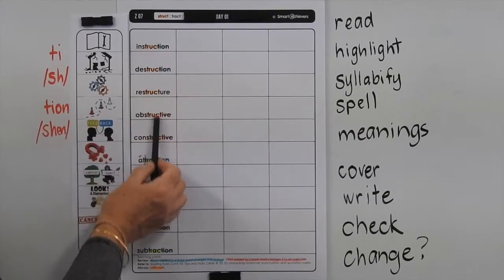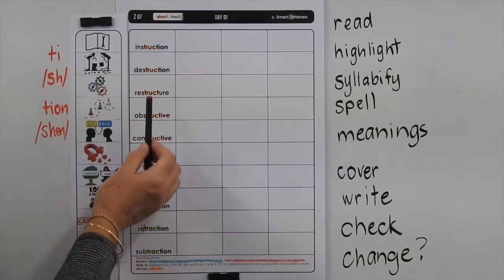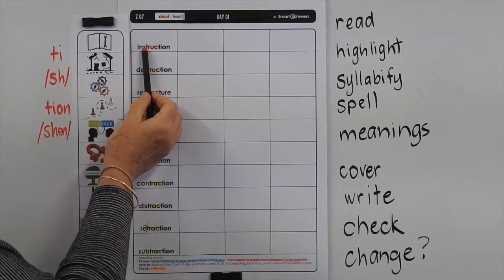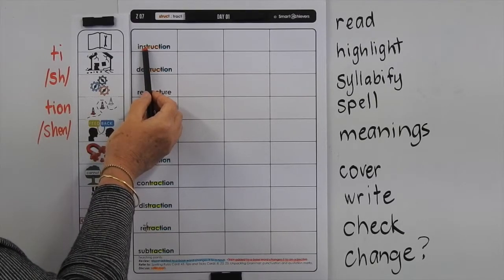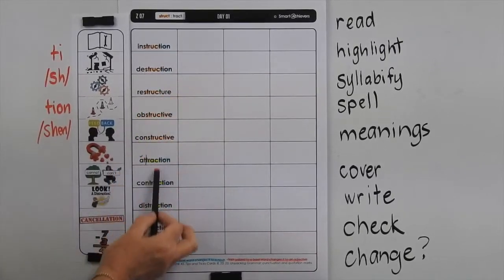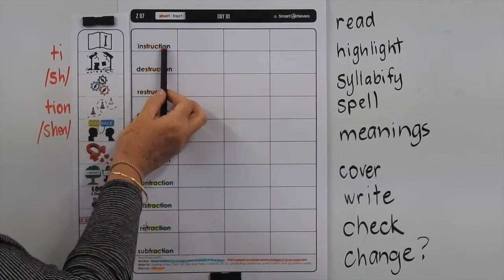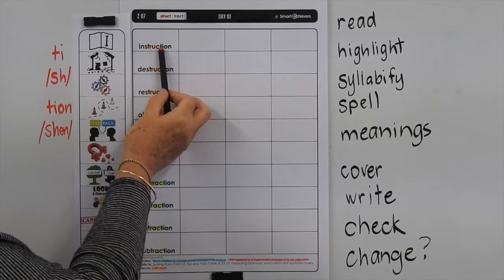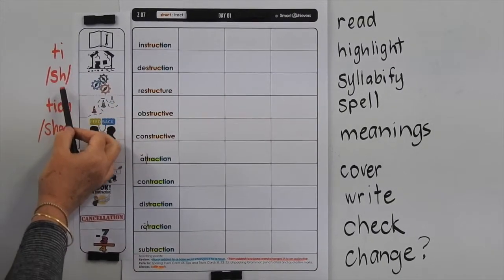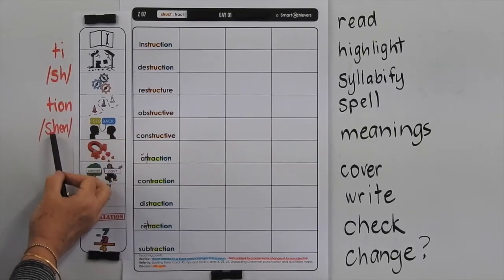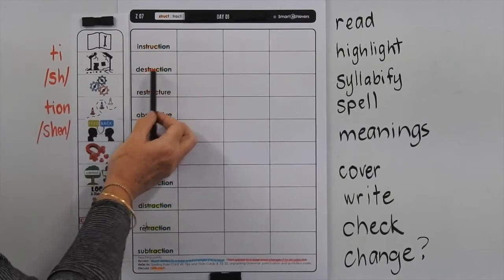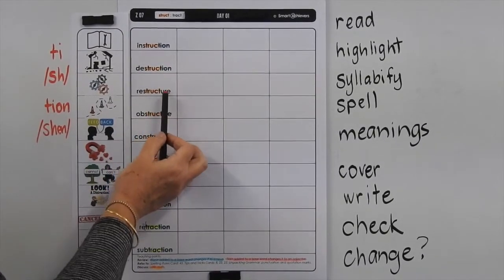Many of these words have a different prefix added to them, but the main thing we're looking for in this list is the Latin root struct and tract. So go through and highlight those in different colours, and then you can see on many of these words we've got shun. The TI is making the sh sound, so we've got shun and it's pronounced shun, TION. So you can highlight that as well.